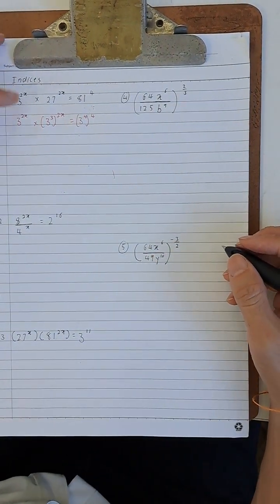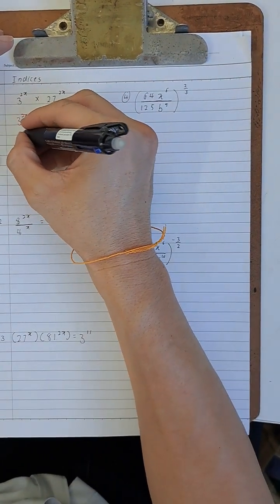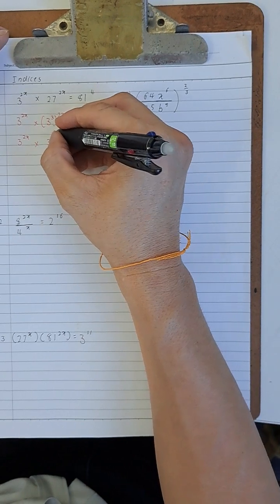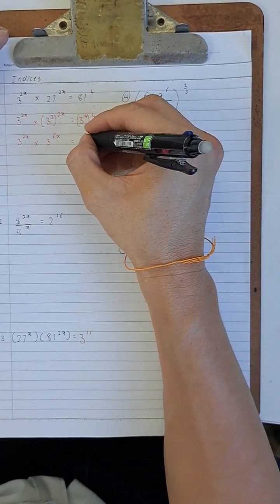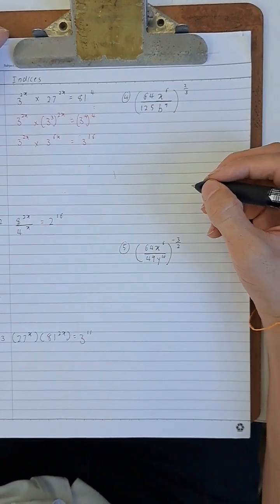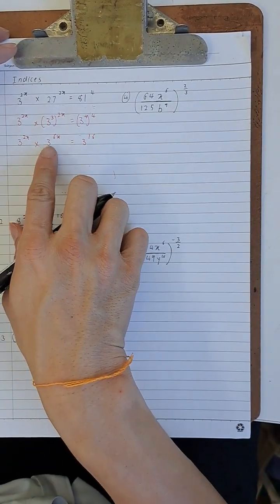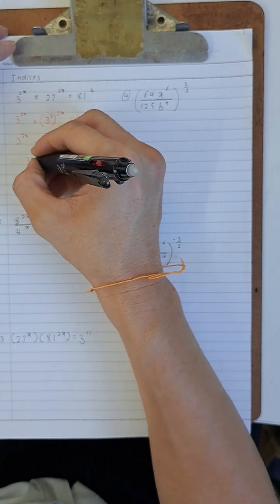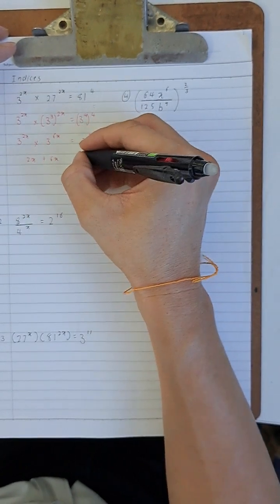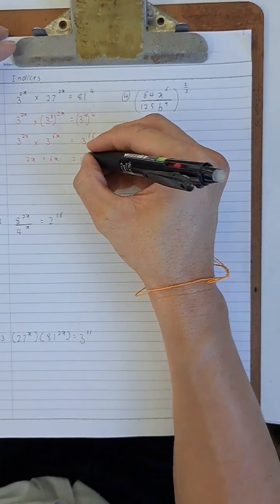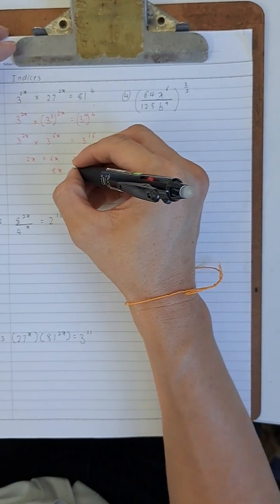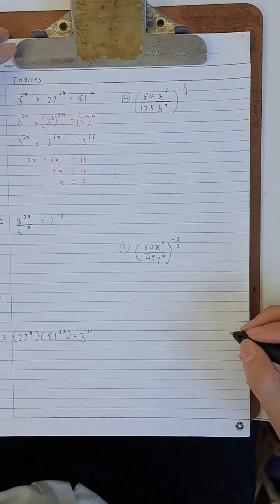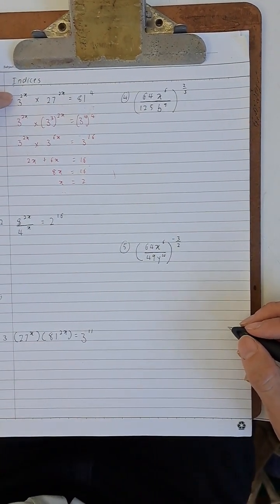Okay, and then I will simplify this. So 3 to the power of 2x times 3 to the power of 6x is equals to 3 to the power of 16 over here. Alright, now since all the bases are the same, I can add the power. So 2x plus 6x is equals to 16. So 8x is equals to 16. X must equals to 2 over here. Okay, that's how I solve for this question.